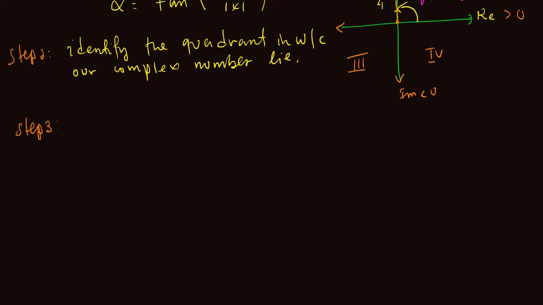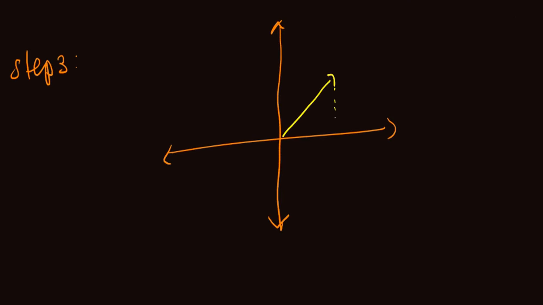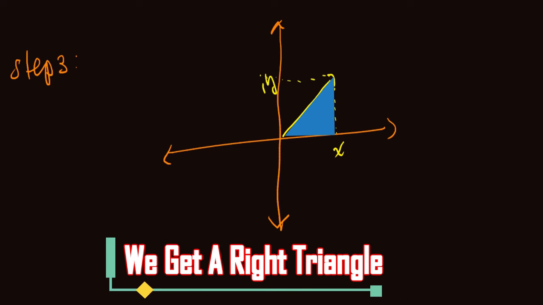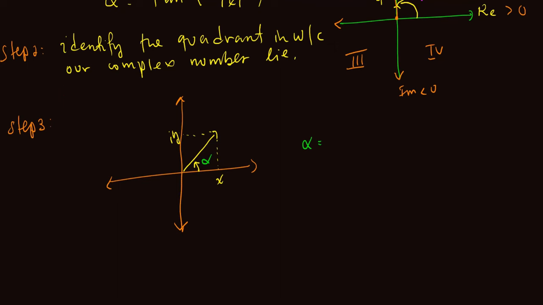Step 3, what you have to do. If our complex number is in the first quadrant, then this is the value of x and this is the value of y, and our alpha is this one. So alpha is equal to tan inverse of the absolute value of y divided by the absolute value of x. If it is in the first quadrant, alpha is our argument.